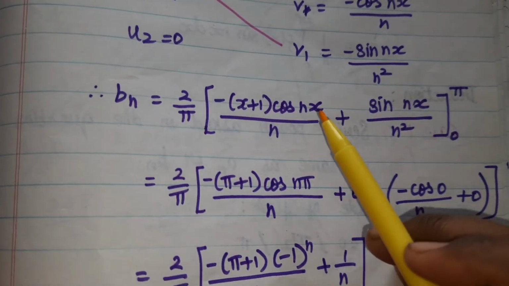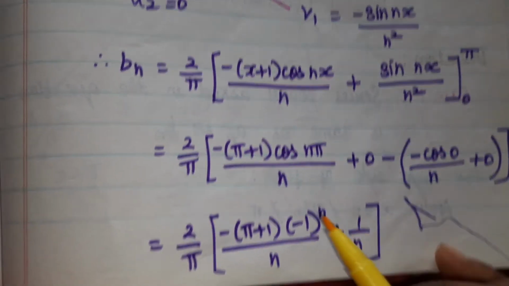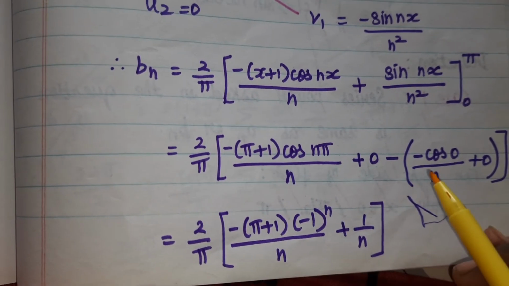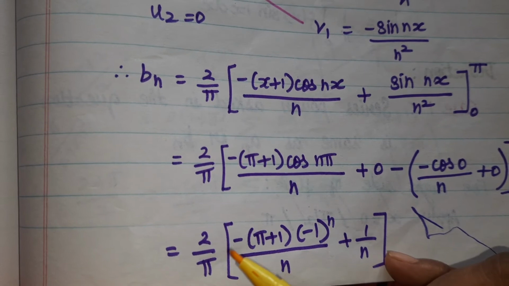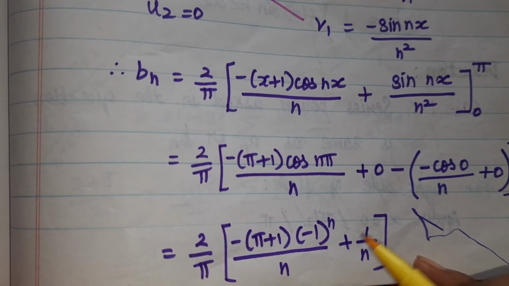And minus of cos 0 is, here cos 0 is 1 and again sin 0 is 0. Therefore substitute cos n pi is equal to minus 1 the whole power n and cos 0 is equal to 1. Therefore 2 by pi into minus of pi plus 1 into minus 1 the whole power n divided by n plus 1 by n.